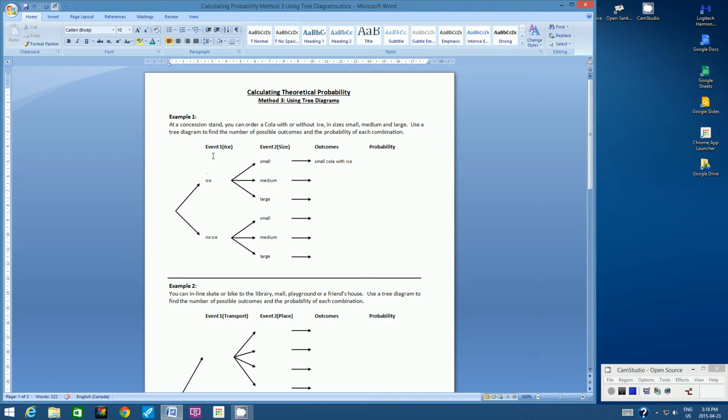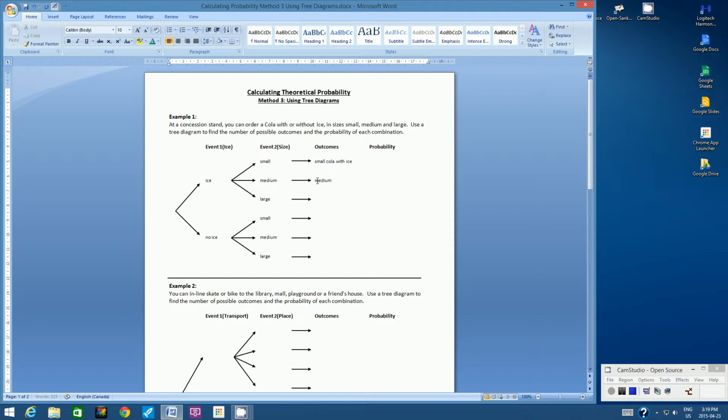We've done the first column, event 1, which was ice, event 2, which is the size, and now we're going to list the outcomes. So the first one is given. As we follow this branch here, we can choose to have a cola with ice, and then we choose to follow this branch here, and it's going to be a small cola with ice. So what's the next outcome going to be? Well, we follow this branch here. We have a cola with ice, and then we go straight across, and it's a medium cola with ice.